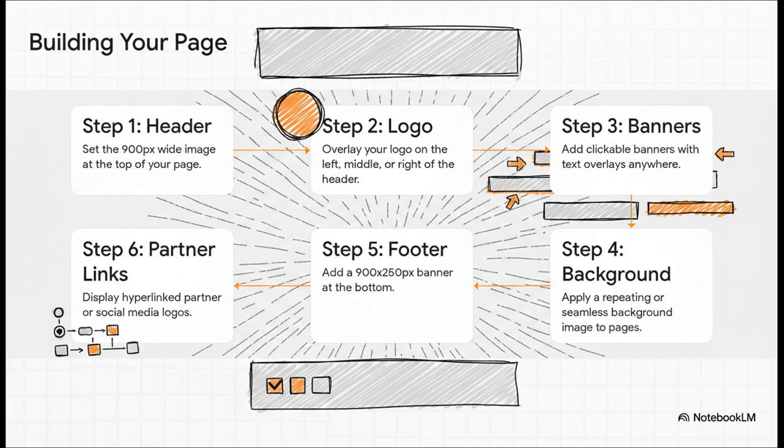You start with that big, wide page header that sets the tone. Then you put your brand right on top with a header logo overlay. You can drop in clickable page banners wherever you need them. You set the vibe for the whole page with a background, and then you wrap it all up with a footer banner and your social or partner links at the very bottom. See? Every piece has its place, and together they create this really cohesive feel.